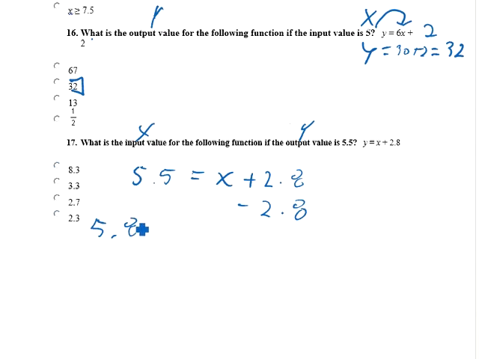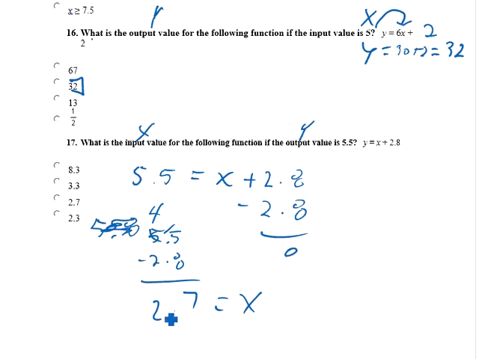I have 5.5. Last problem of the year. 5.5 minus 2.8. Line up my decimal. 5 minus 8. Can't do it. Borrow. Make that a 4. Make this a 15. 15 minus 8, 7. Bring my decimal straight down. 4 minus 2 is 2. On this side, 2.8 minus 2.8, 0. So I have just x by itself. X equals 2.7. And we are done.